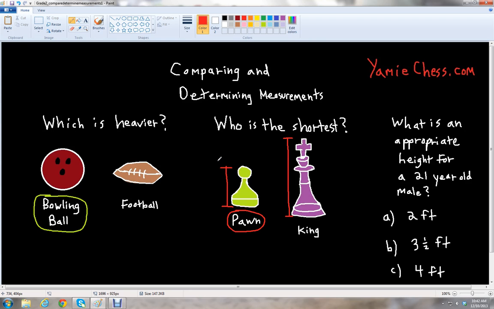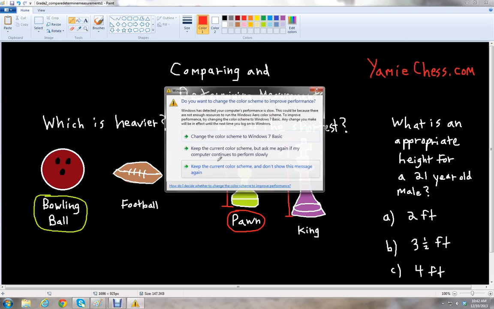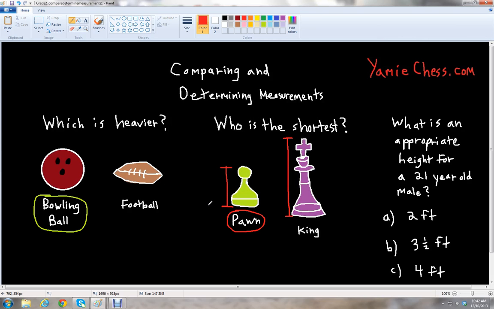And just remember when you're playing chess, the pawn is not only the shortest piece on the board, but it's the piece that has the least value, and it's only worth 1 point. And then the king is the most valuable piece on the board, and it's also the tallest piece as well. So it's just something to keep in mind when you play chess.